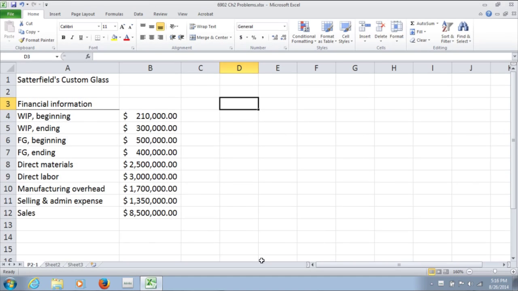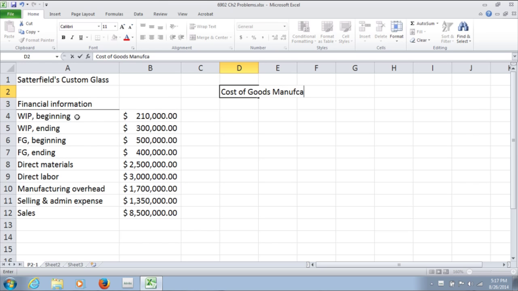In problem 2.1, we are dealing with Satterfield's custom glass with the following financial information presented here in cells A4 through B12. So the first thing that we're asked to do is to prepare a schedule of cost of goods manufactured. I think these sorts of questions are asked outside of the use of Excel, where here I wouldn't really think that you would have to prepare a particular schedule.